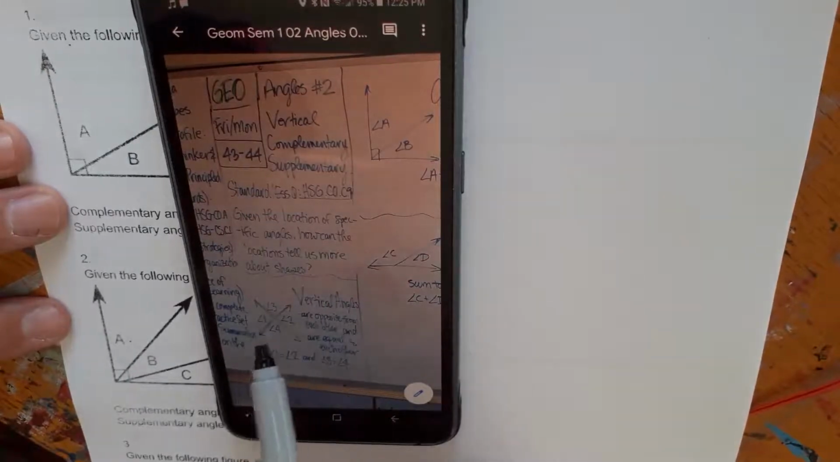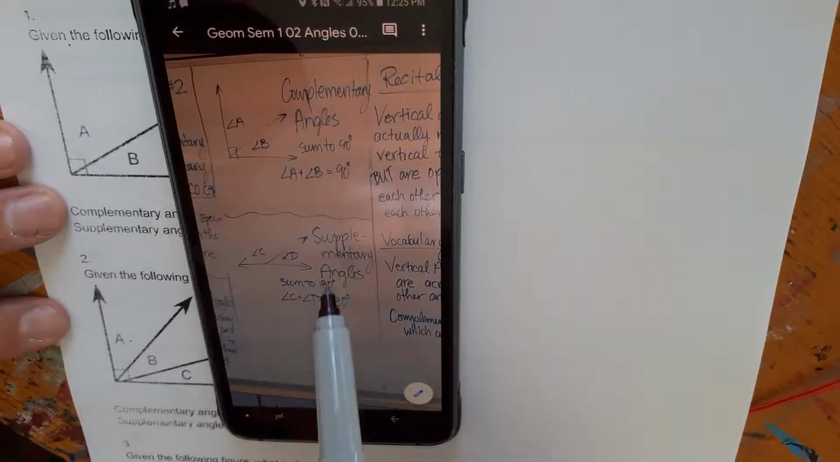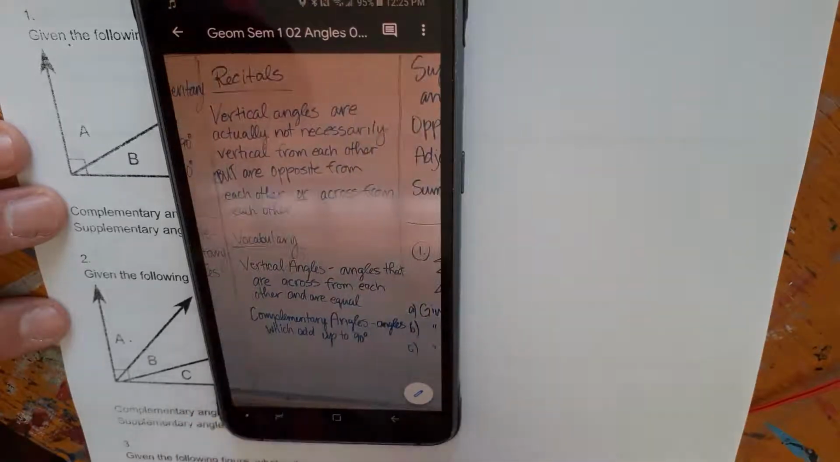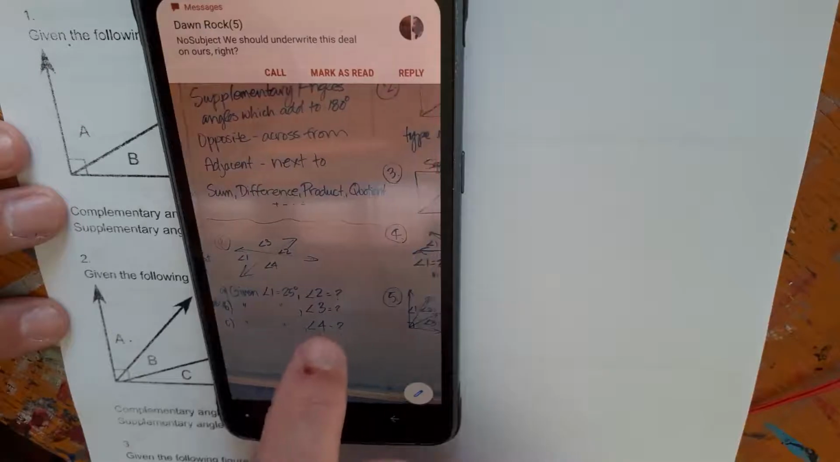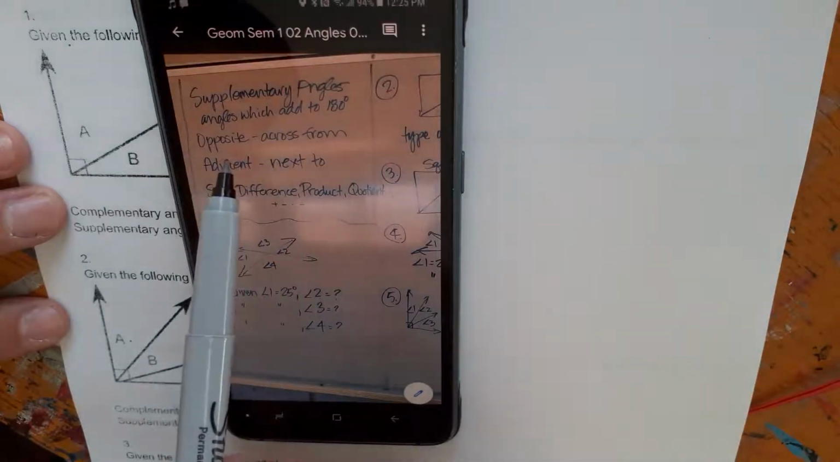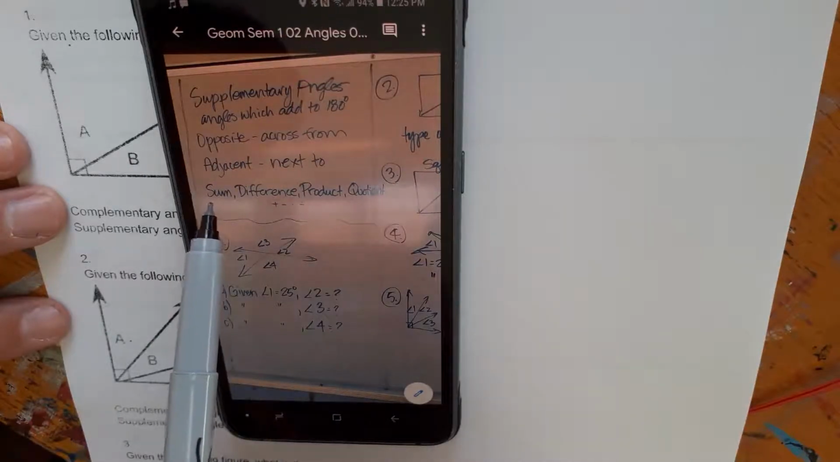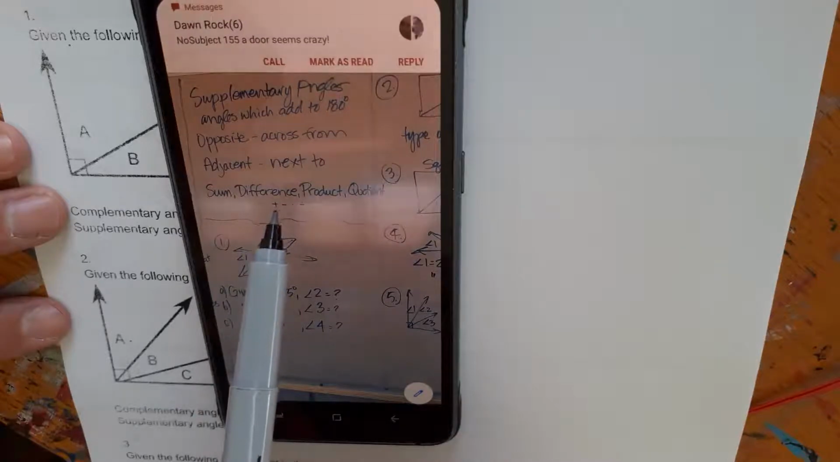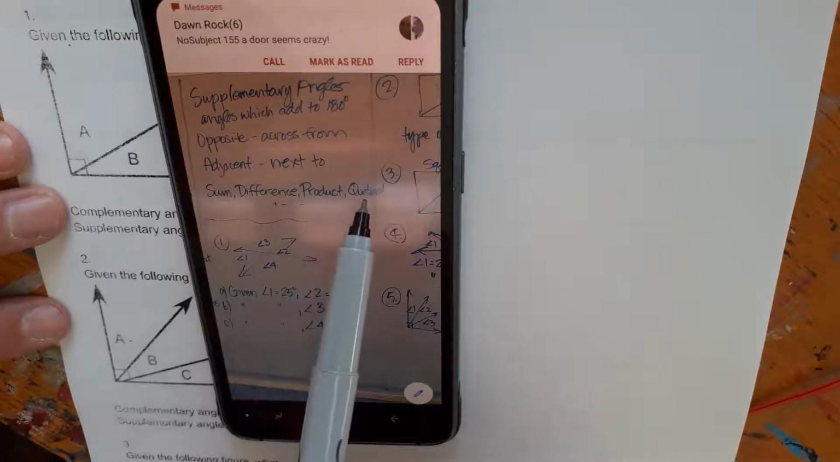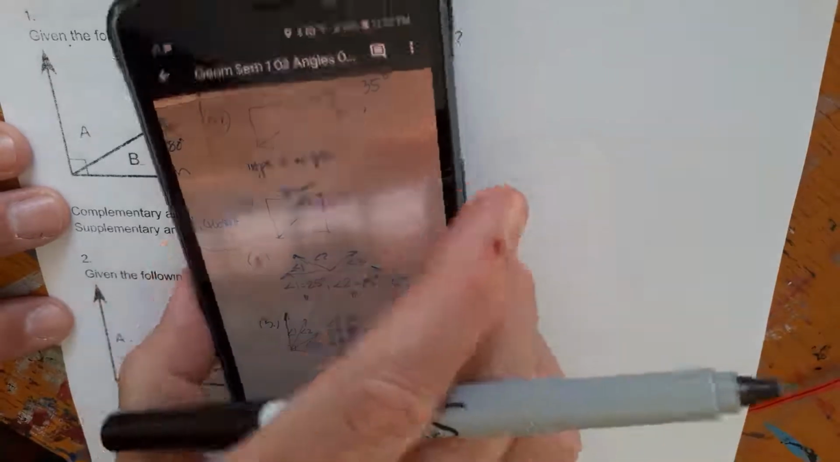They're going to talk about vertical angles. These are across from each other and equal. They're going to talk about complementary angles, which are two angles that sum to 90. They're going to talk about supplementary angles, which are two angles that sum to 180. Opposite means across from in geometry, adjacent means next to, sum, difference, product, quotient. Remember those. Sum means to add, difference means to subtract, product means to multiply, and quotient means to divide. All right, there's some problems for you to put in your comp book too.